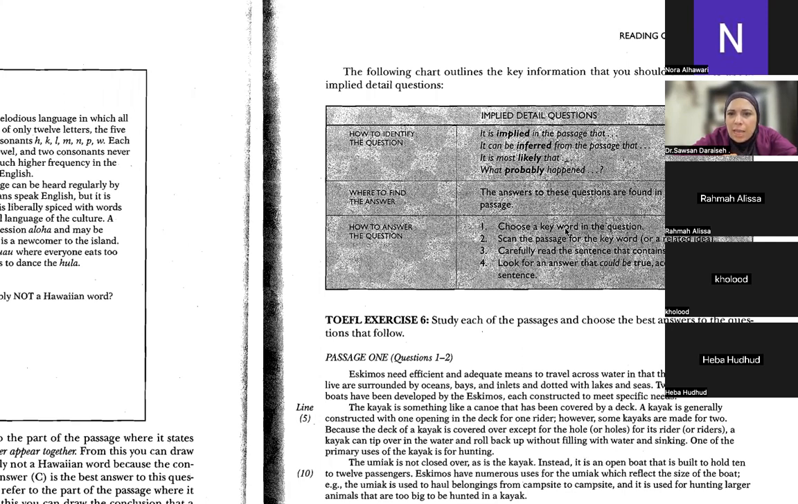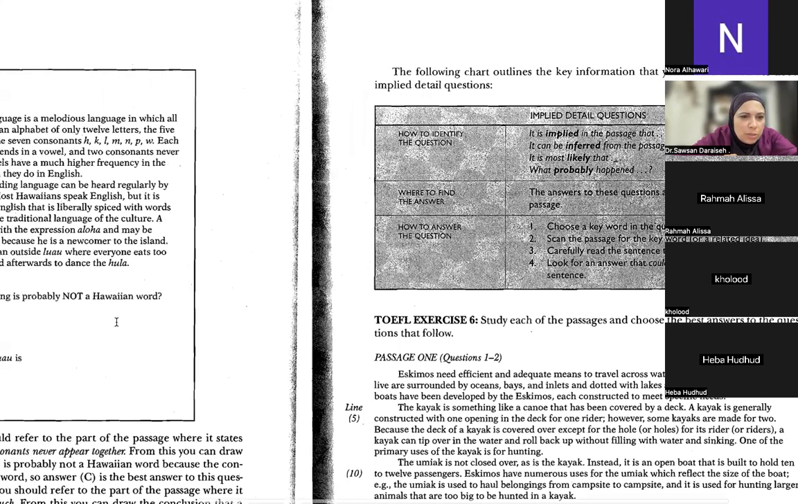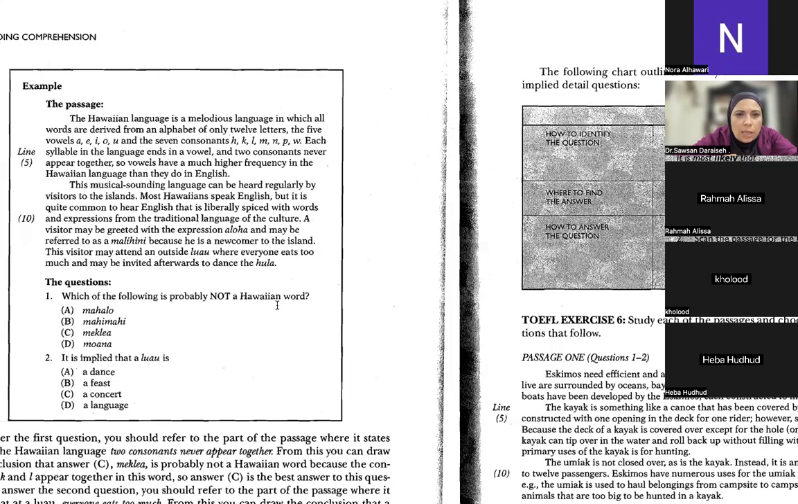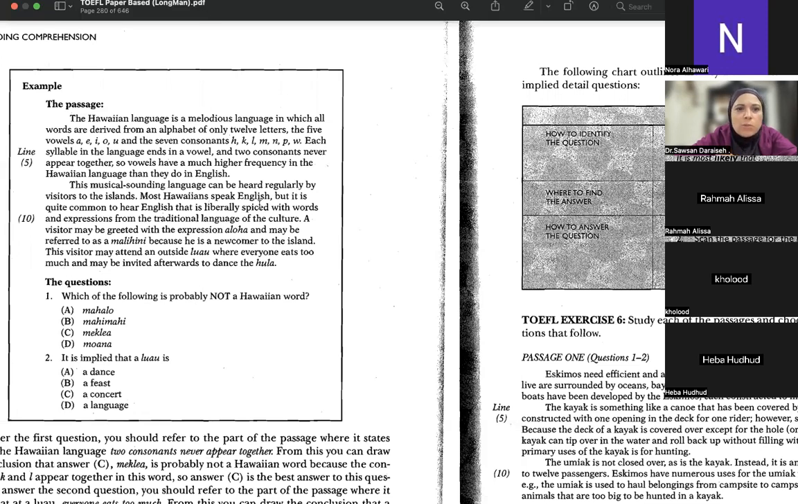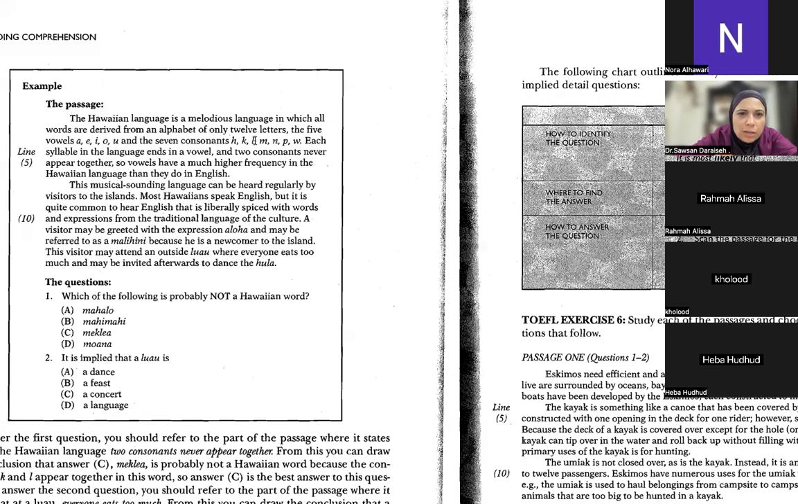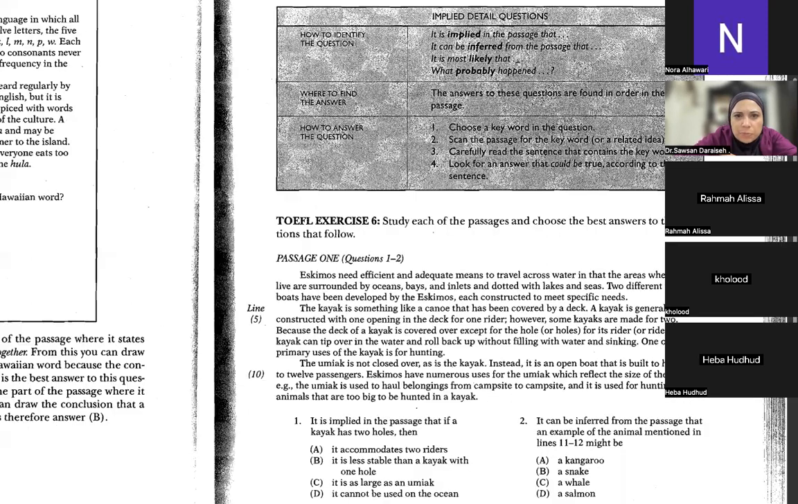So where to find the answer? The answers to these questions are found in order in the passage. Listen guys, what does this mean? It's in order. Can you see this question? Which of the following is probably not a Hawaiian word? It's in this area. Imagine the second question, which is also implied, it is in this area. So usually question 1 is in paragraph 1. If you found the answer to question 1 here, question 2 is not going to be here in the beginning. No, it's going to be after it, sometime after it, and so on. Okay, these are also ways to save time, and to help you answer the questions faster.